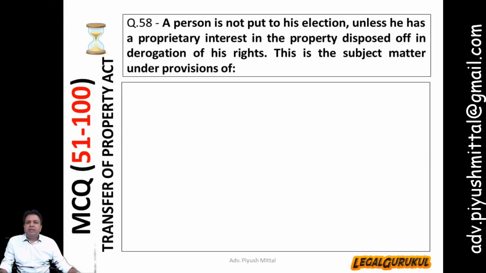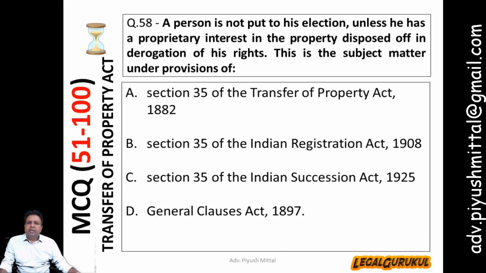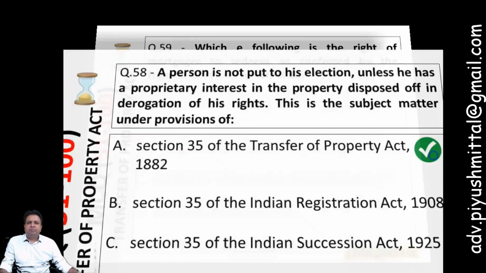Question number 58. A person is not put to his election unless he has a proprietary interest in the property disposed of in derogation of his rights. This is the subject matter under the provision of A, Section 35 of TPA Act 1882, B, Section 35 of Indian Registration Act, C, Section 35 of Indian Succession Act, D, General Clauses Act 1897. And the correct answer is A, Section 35 of TPA Act.